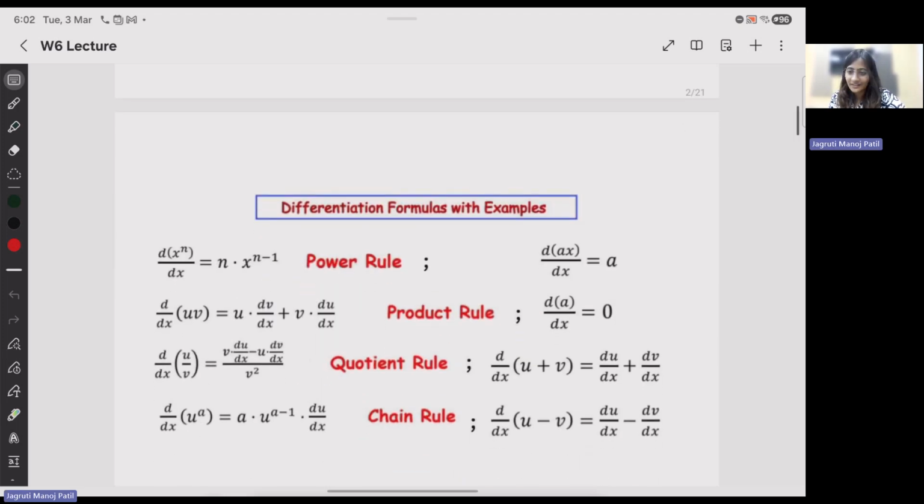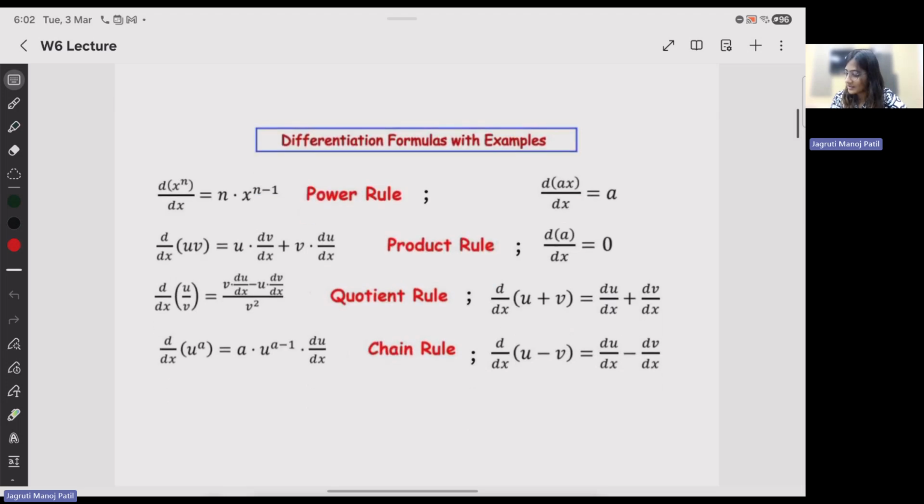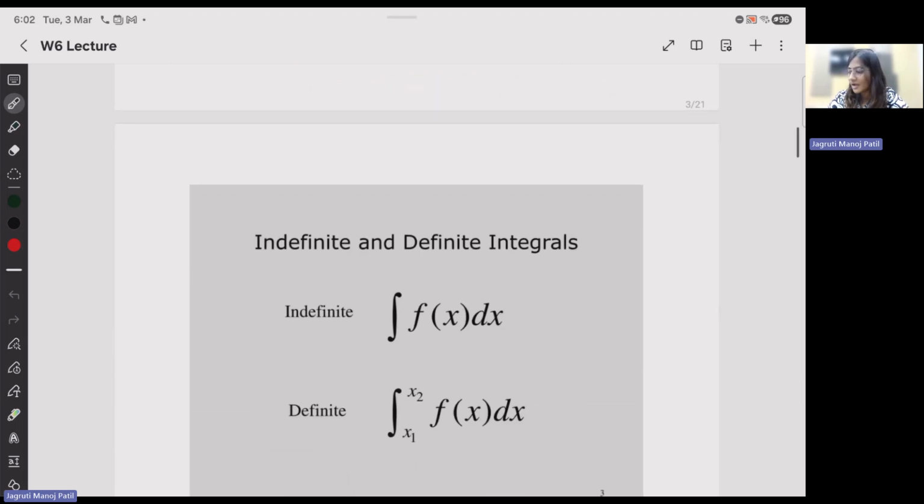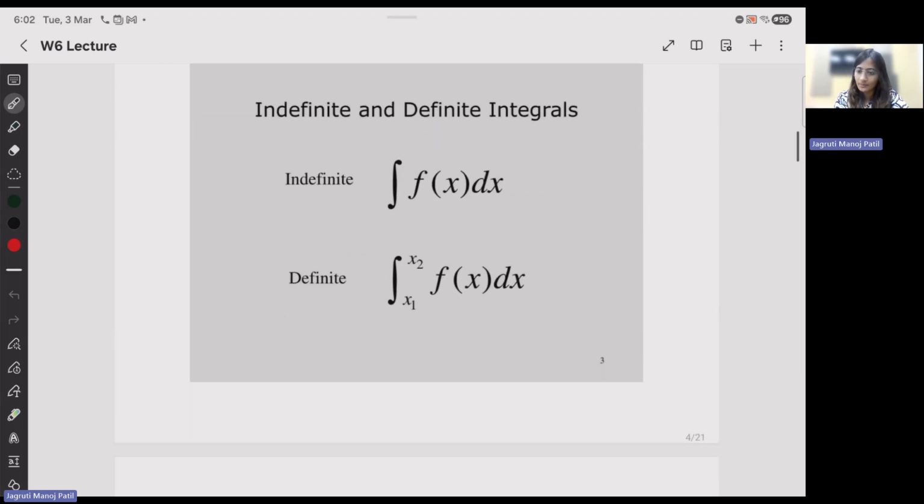So these are the differentiation formulas that we have seen. Till this point, I expect that each one of you who are going through this video knows these different rules by heart because of the number of problems that you have solved. Okay, then for integrals, you have two different types.